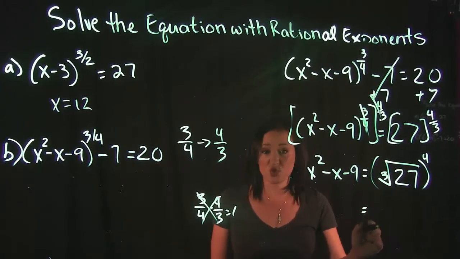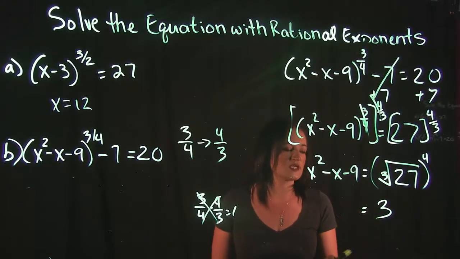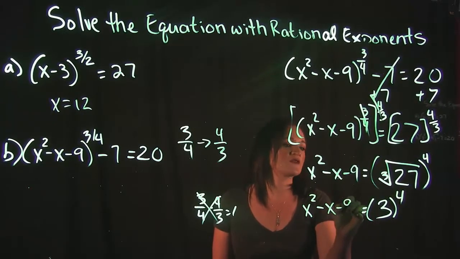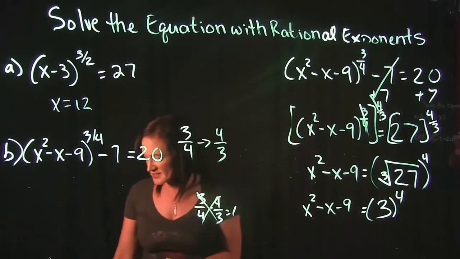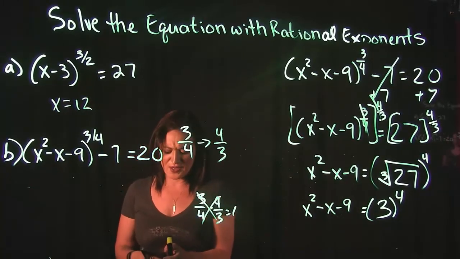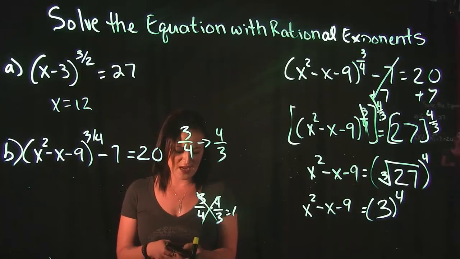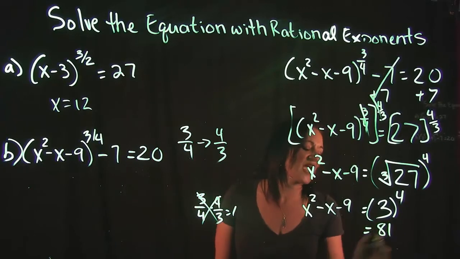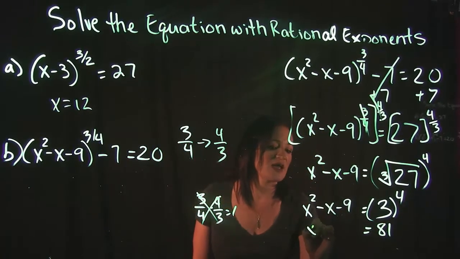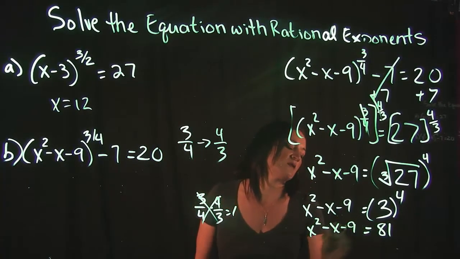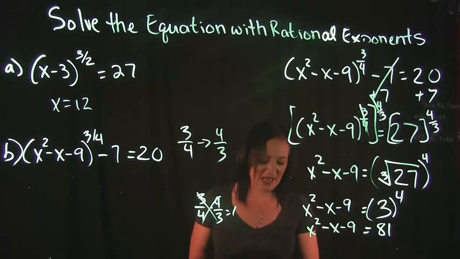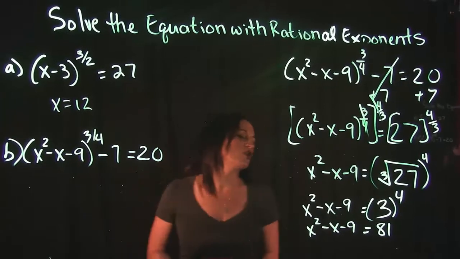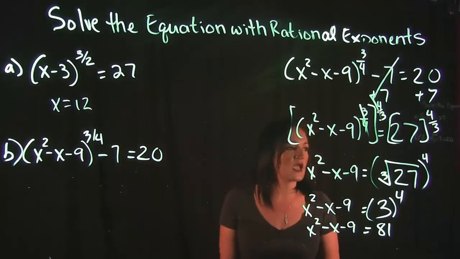The cube root of 27 is 3, since 3 times 3 times 3 is 27. And then the next thing we're going to have to do is take 3, raise it to the 4th power. So 3 to the 4th power, 3 times 3 times 3 times 3, is actually equal to 81. Okay, and let's just go ahead and keep dropping down that left-hand side there. So with this problem here, we are left with a trinomial on the left-hand side set equal to 81.